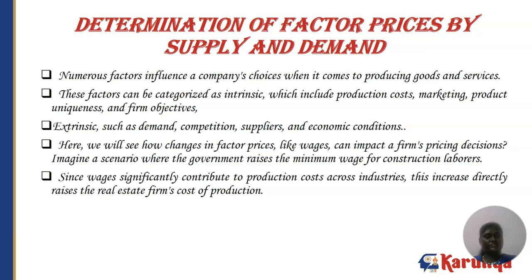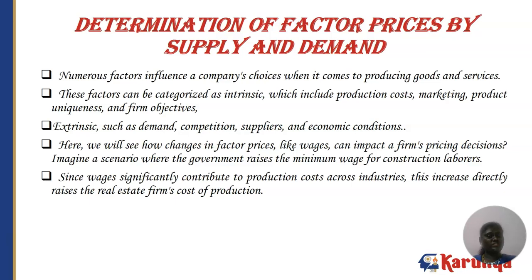Numerous factors influence a company's choice when it comes to producing goods and services. These factors can be categorized as intrinsic, which include production cost, marketing, product uniqueness, and the firm's objectives, and extrinsic, such as demand, competition, supplies, and economic conditions. These are the factors classified as intrinsic and extrinsic. We normally consider these factors when producing goods and services for price determination.